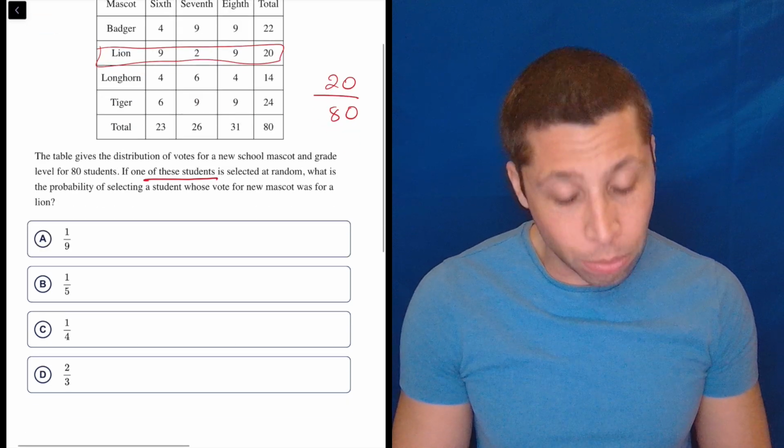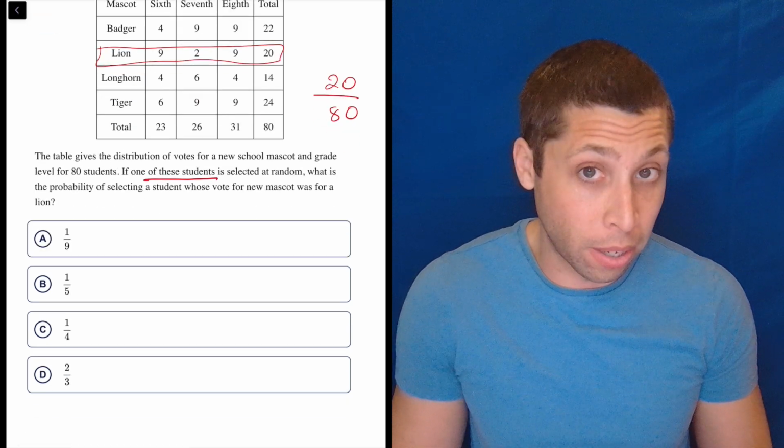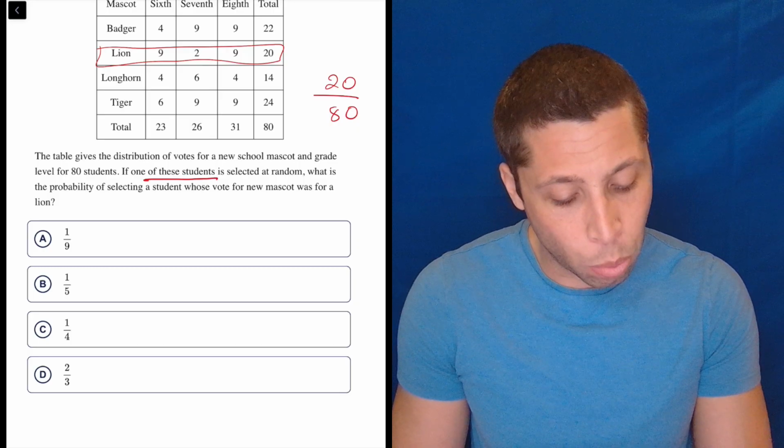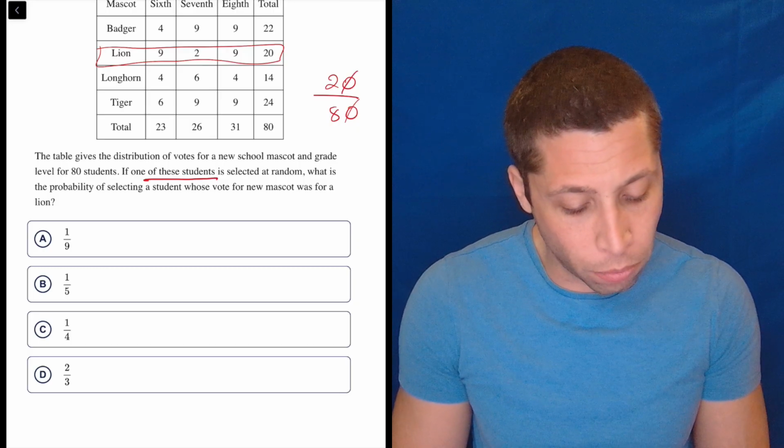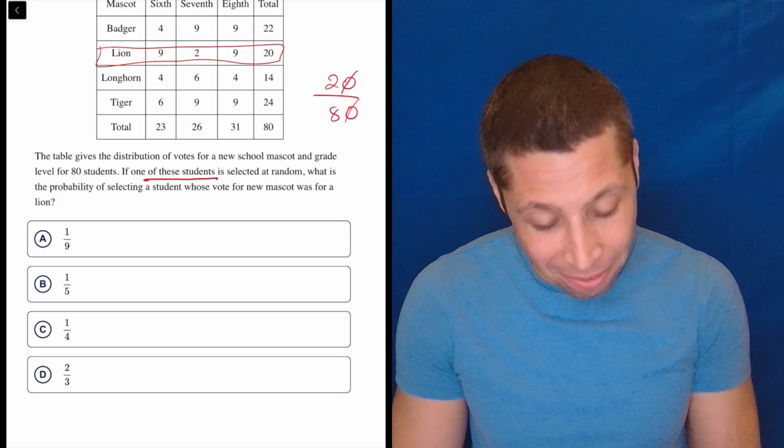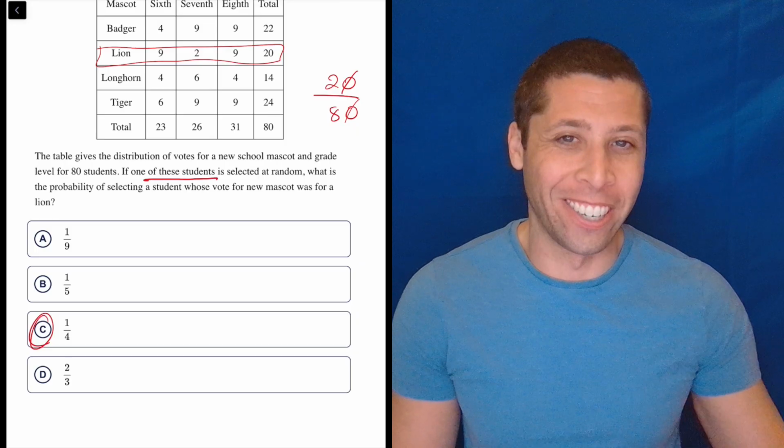Now, is that an answer? No, but that's okay. We can reduce it, right? You can put it in the calculator and just turn it into a decimal, but 20 over 80 is the same as 2 over 8, which is 1 over 4. So there you go. That's it.